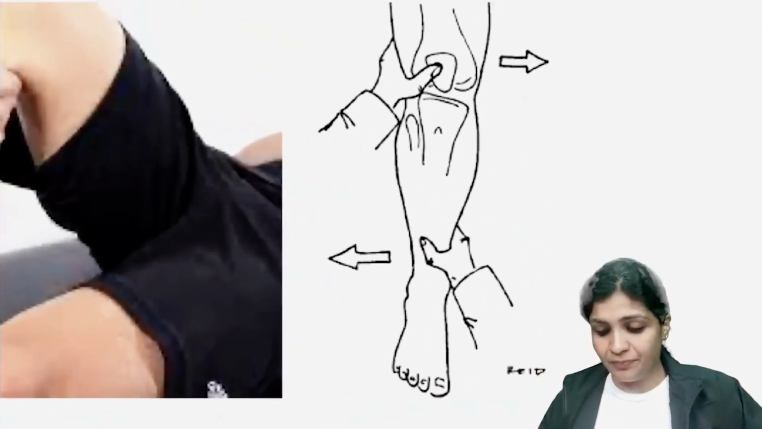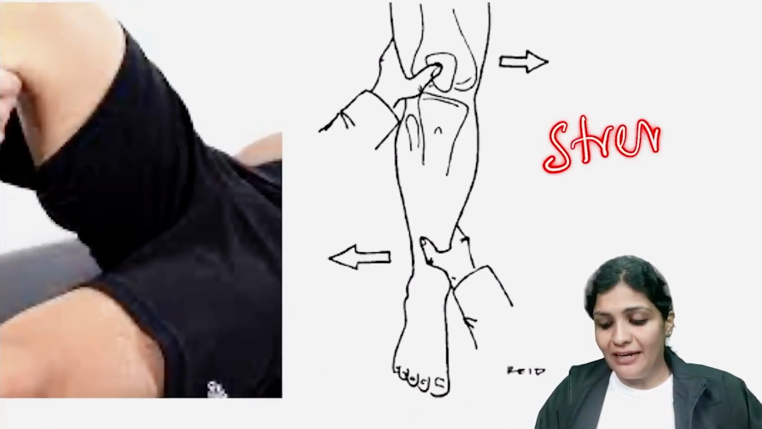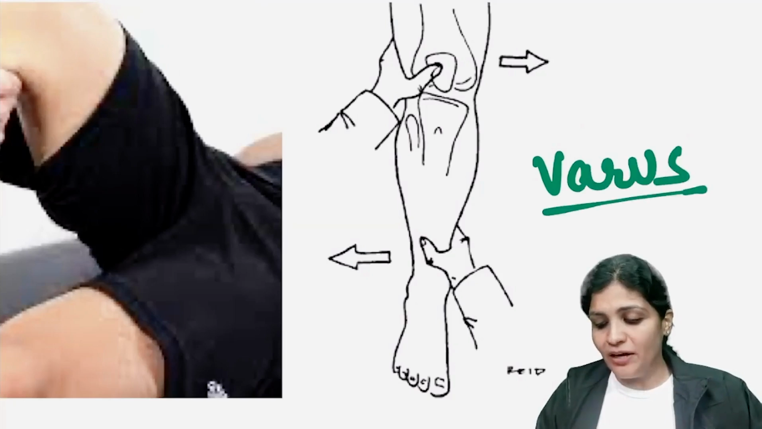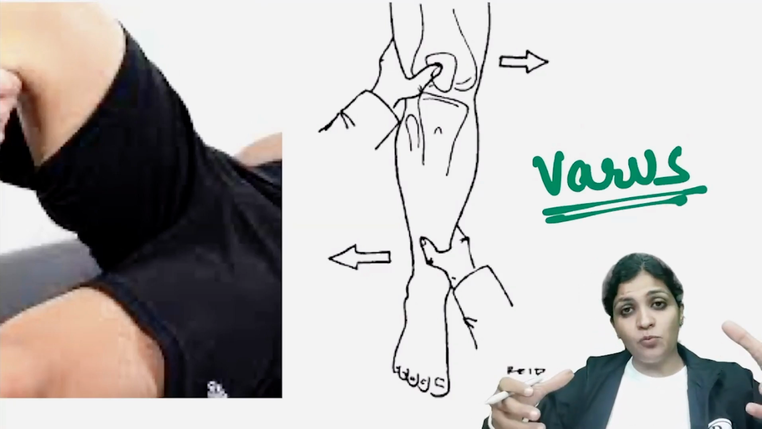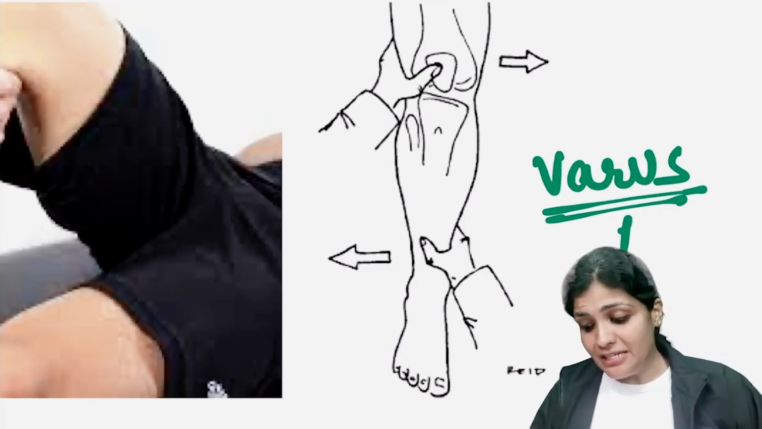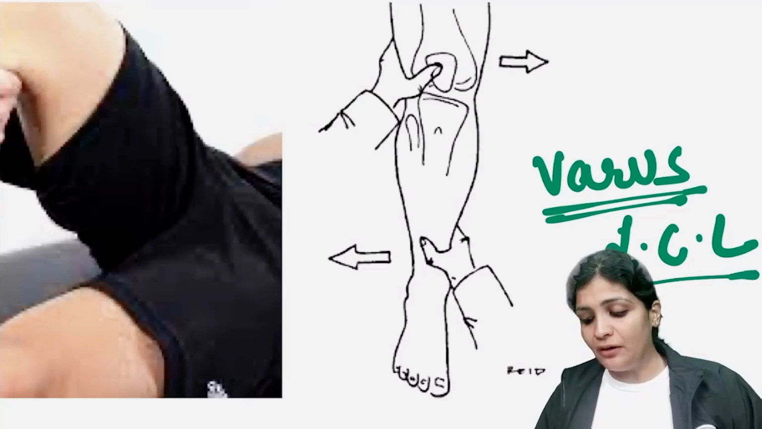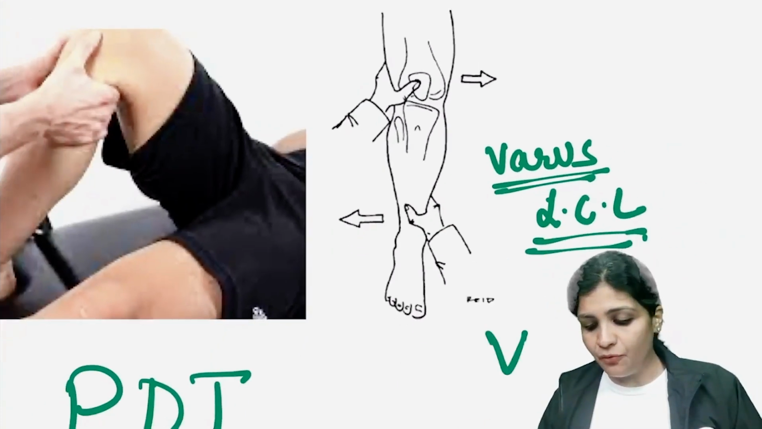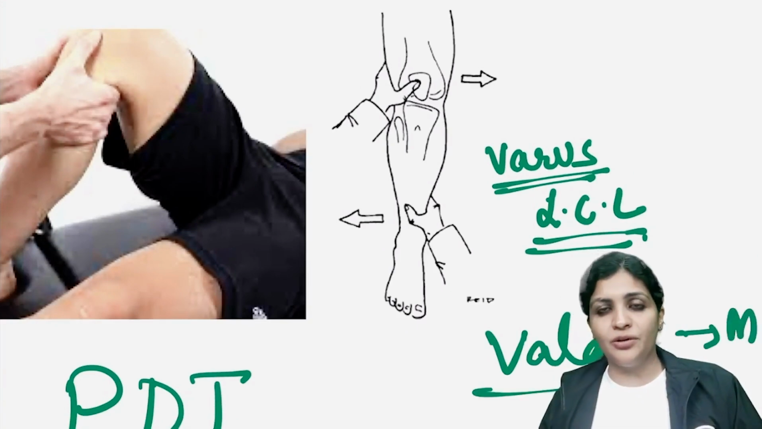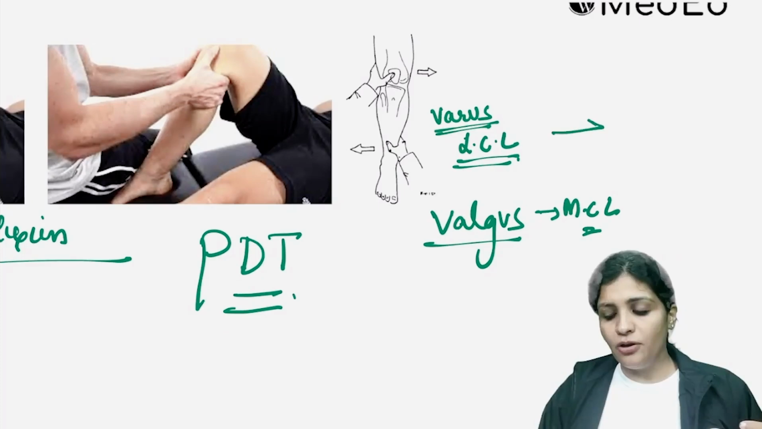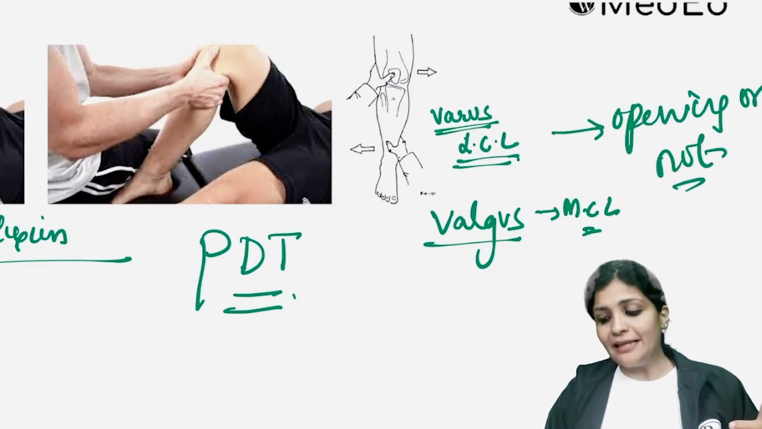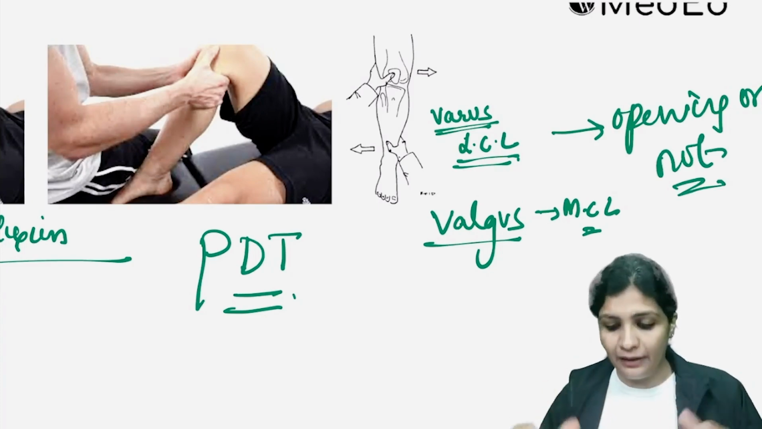Now what is this? This is the valgus stress test and varus stress test. So whenever you give a varus stress, you are pushing towards the midline. That means it is stretching the lateral aspect, so you test for the lateral collateral ligament. And similarly for the valgus stress, you are stretching the medial aspect, so you test for the medial collateral ligament. You see whether the joint is opening or not. If it is opening, then there is damage to your collateral ligaments.